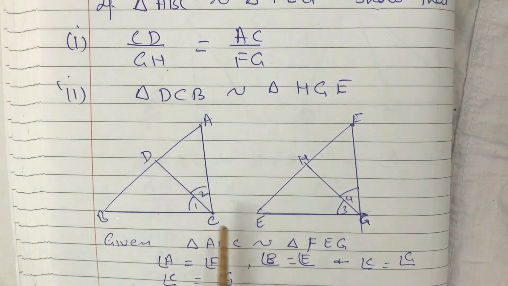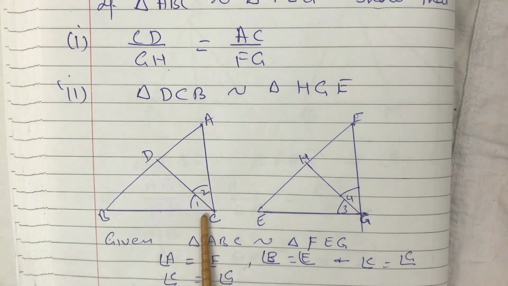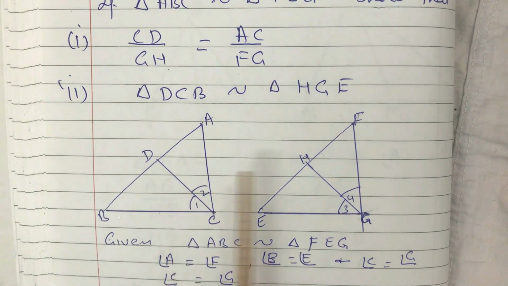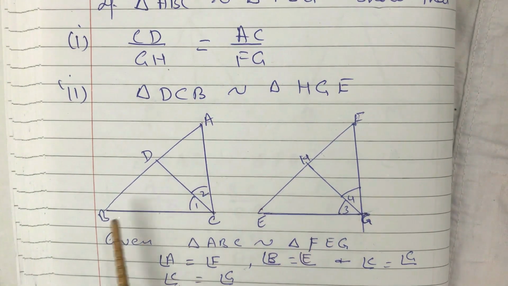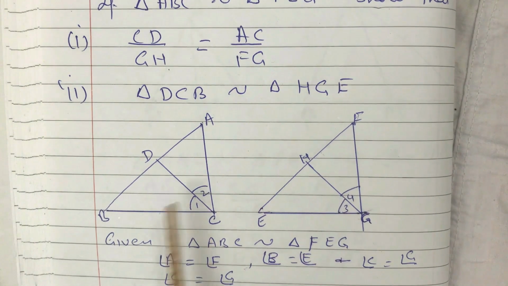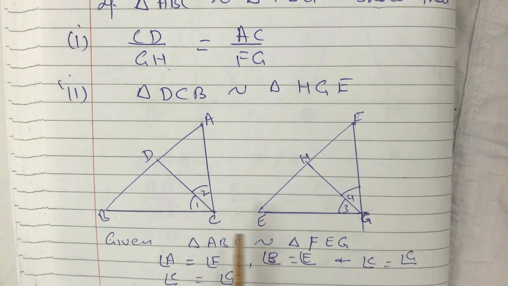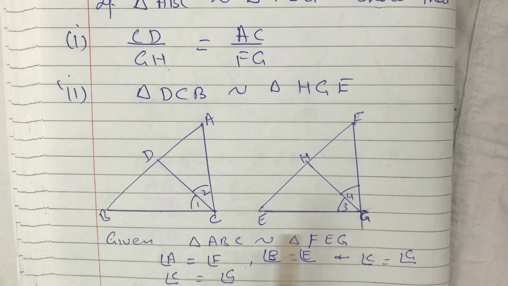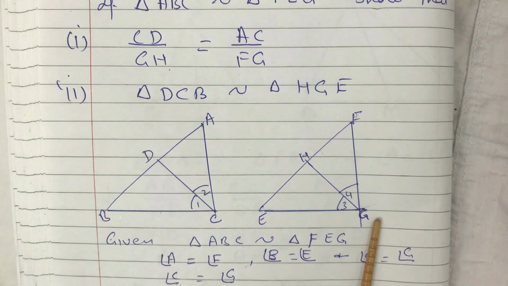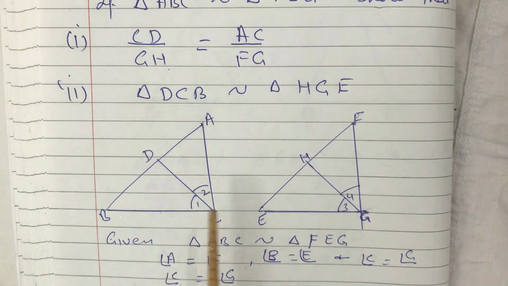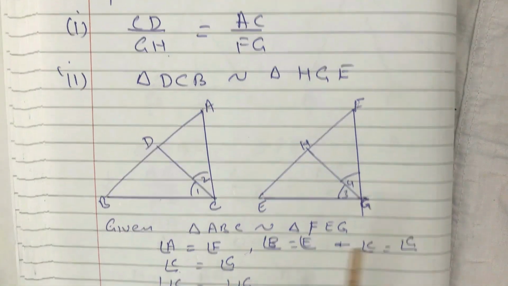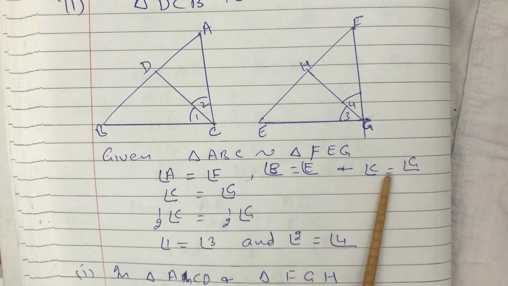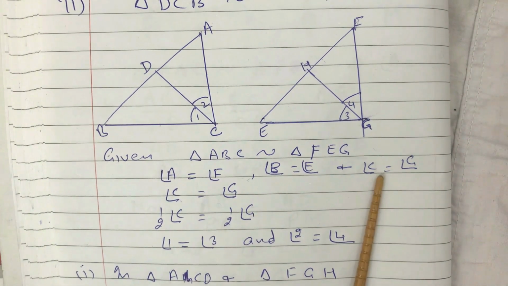How we will prove that? Now since ABC is similar to triangle FEG, it means their sides are proportional. Second, angle A is equal to angle F, angle B is equal to angle E, and angle C is equal to angle G. If angle C is equal to angle G, then half of angle C is equal to half of angle G. It means angle 1 is equal to angle 3, angle 2 is equal to angle 4. This is what I have written here. Both the triangles are similar, their corresponding angles are equal.